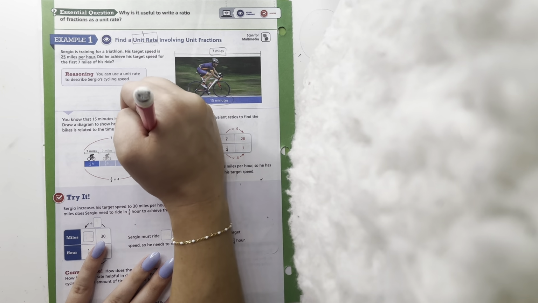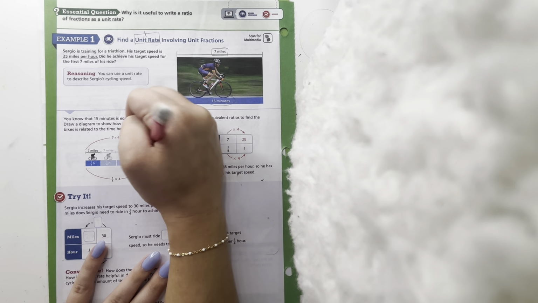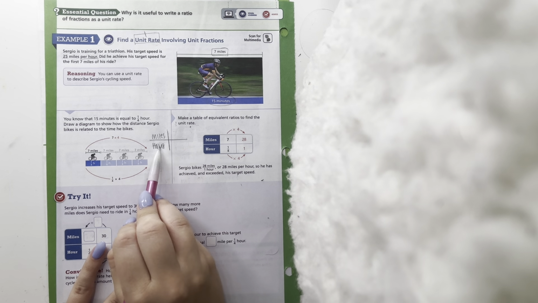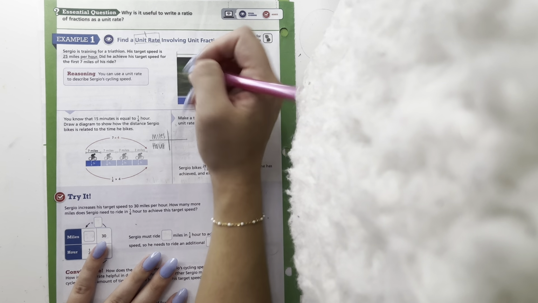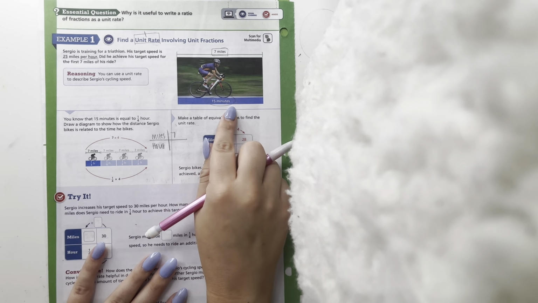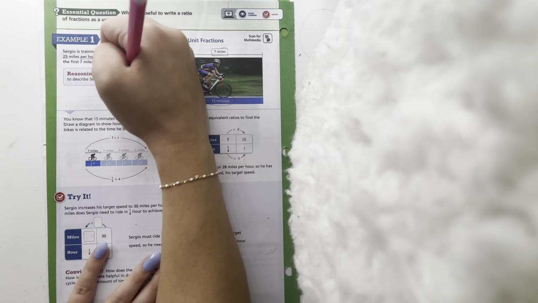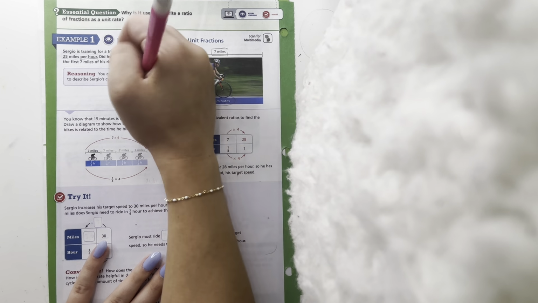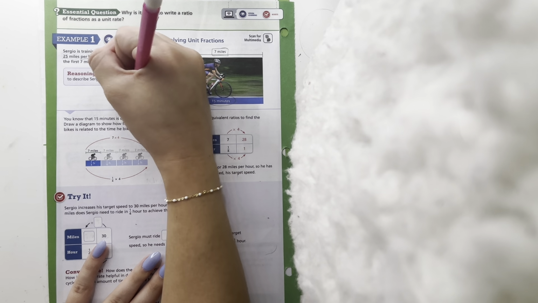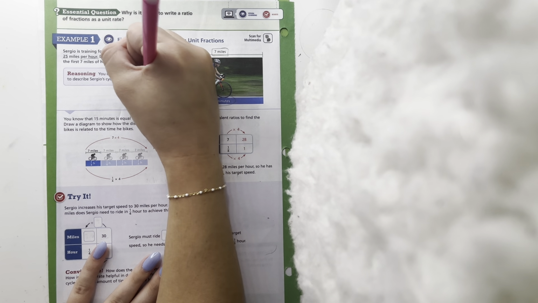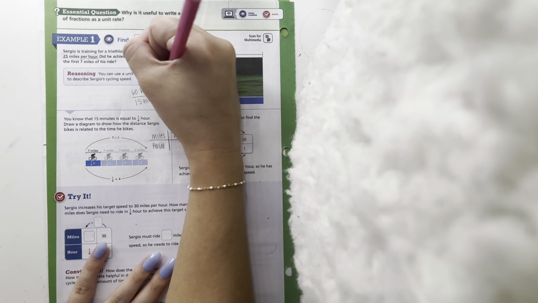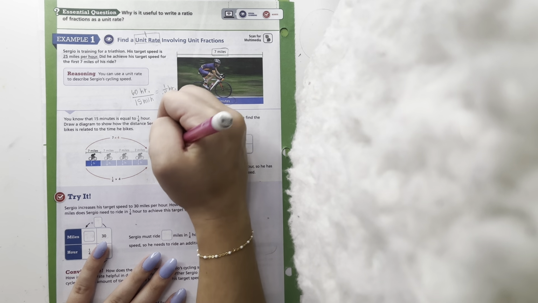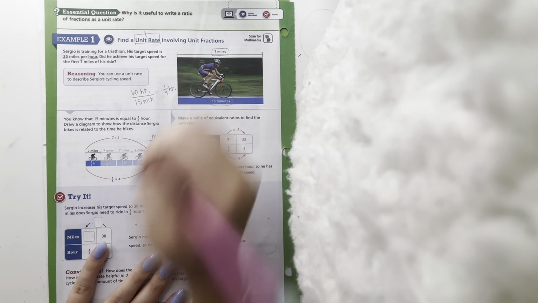So I'm going to start by making my chart. Every time we do this, we are going to label our chart: this is miles and this is hours. And we know he goes 7 miles in 15 minutes. We also know the relationship: there is 60 minutes in an hour. And I'm trying to figure out what 15 minutes is. So I do 60 divided by 15 minutes, and that gets me 1/4 of an hour. So then he's going 7 miles in 1/4 of an hour.